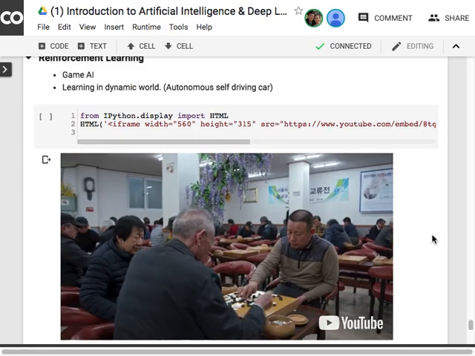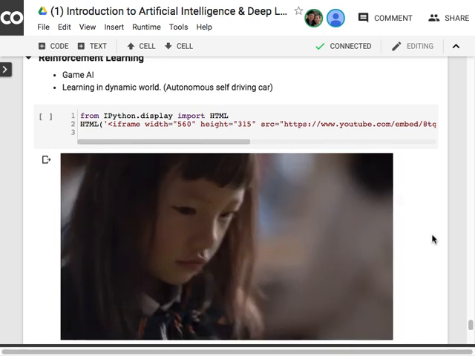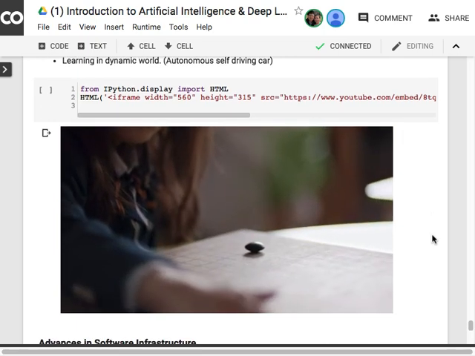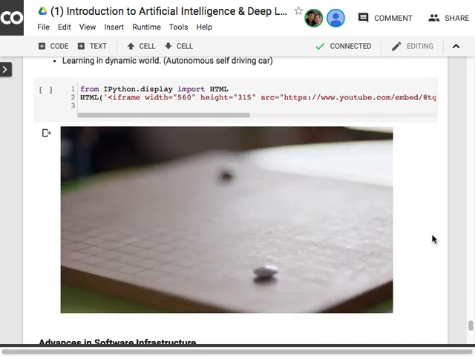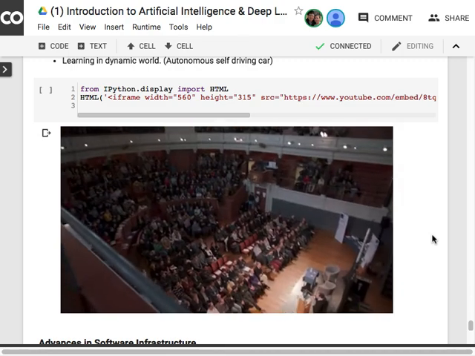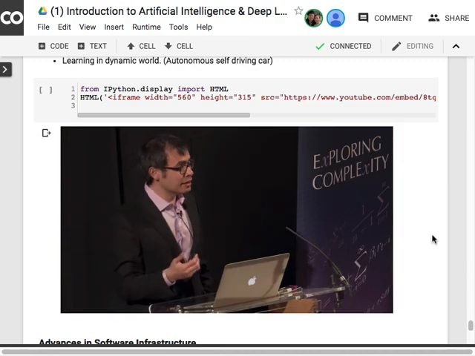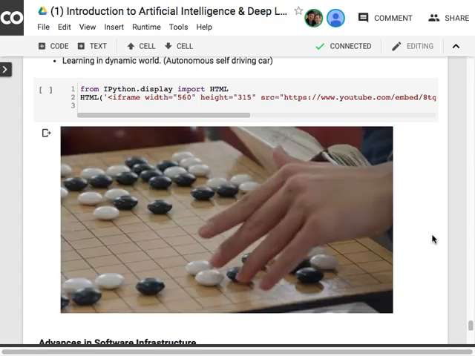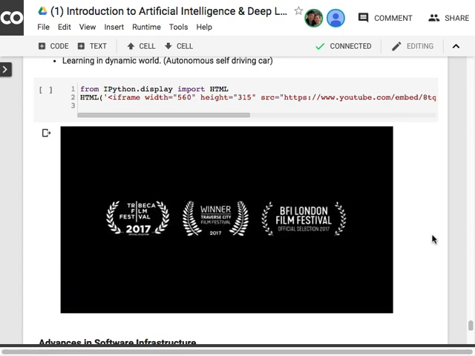Go is the world's oldest continuously played board game. It is one of the simplest and also most abstract. Beating a professional player at Go is a long-standing challenge of artificial intelligence. This is a movie about AlphaGo.